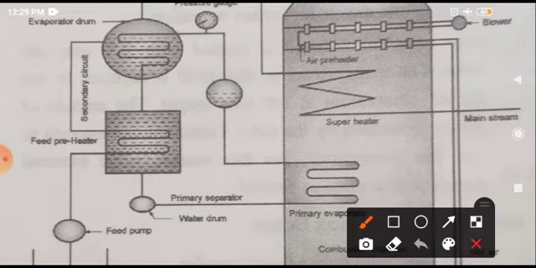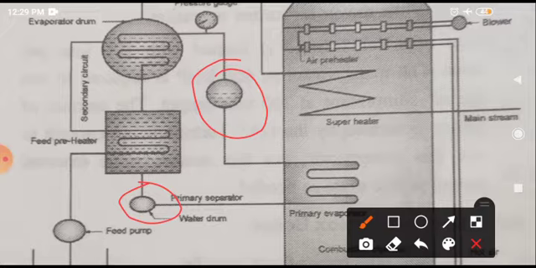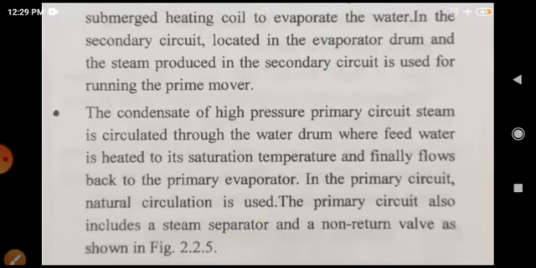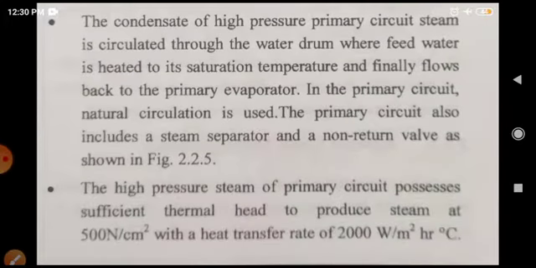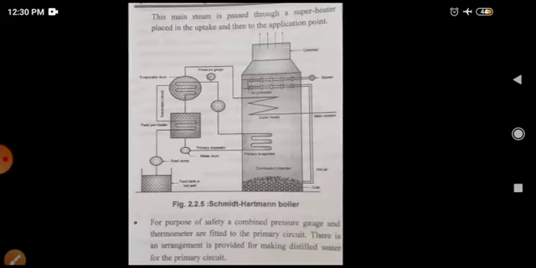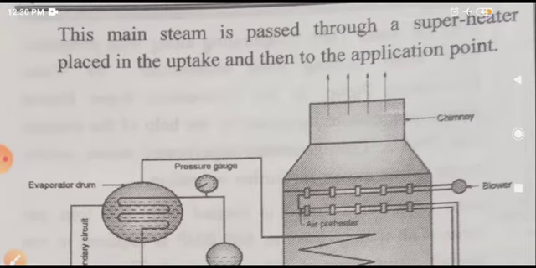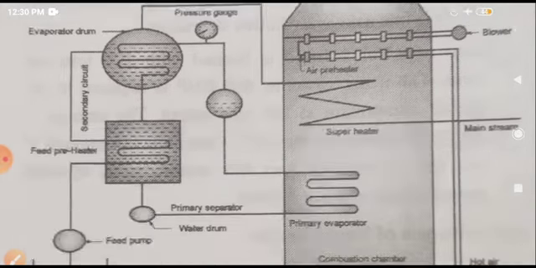Here is the primary separator. Here is also one more separator given, and a non-return valve is provided so that the steam will not mix with the water. Next, the high pressure steam of the primary circuit possesses sufficient thermal head to produce steam at 500 Newton per centimeter square with a heat transfer rate of 2000 watt per meter square hour in degrees Celsius. This main steam is passed through a superheater placed in the uptake and then to the application point.